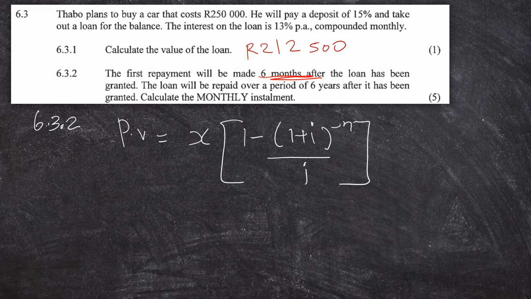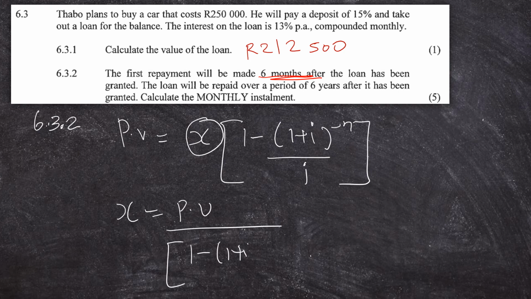But remember, we are looking for the monthly installments, which is x. So if we divide both sides by this big bracket here, you will get that x is equal to present value divided by 1 minus 1 plus i exponent minus n, over i.